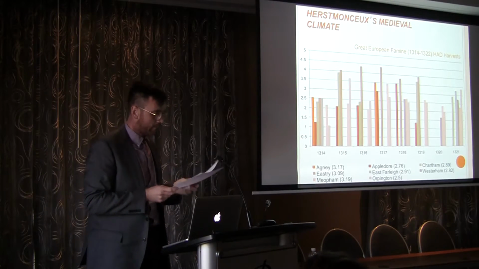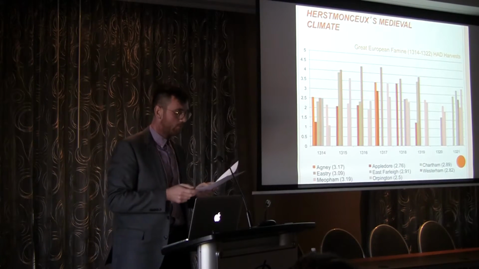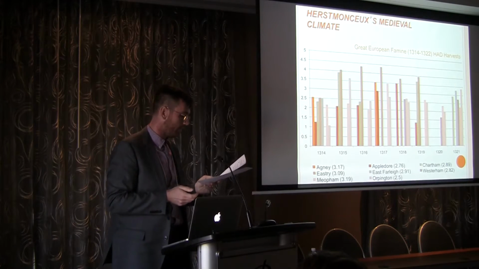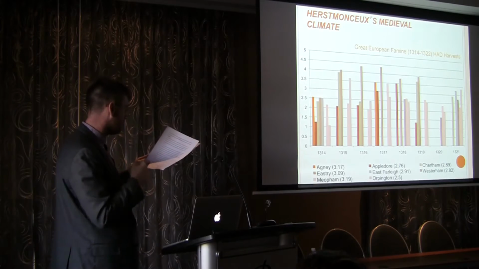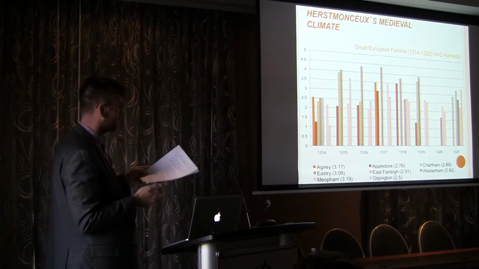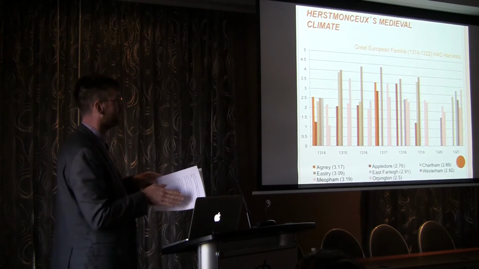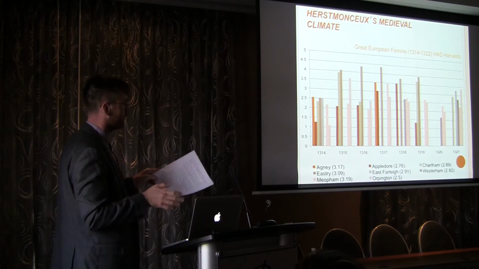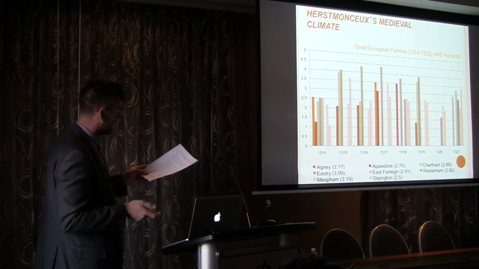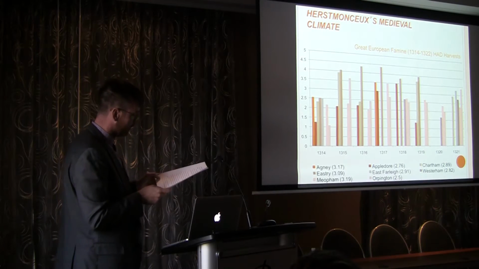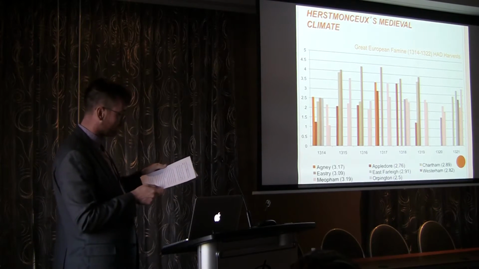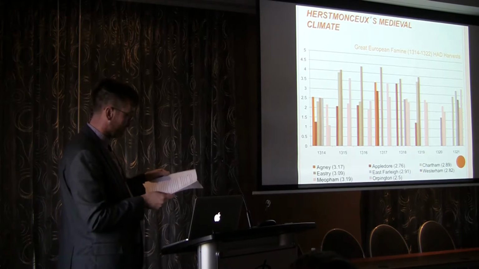Yields can be calculated for 8 HAD manors for multiple years during the Great Famine. The number in brackets down at the bottom, if you can make it out, is the average yield at that particular farm over all of the years for which we have yield data. So the average yield at Appledore was 2.76, and it failed to come close to this average in the worst years of the Great European Famine.